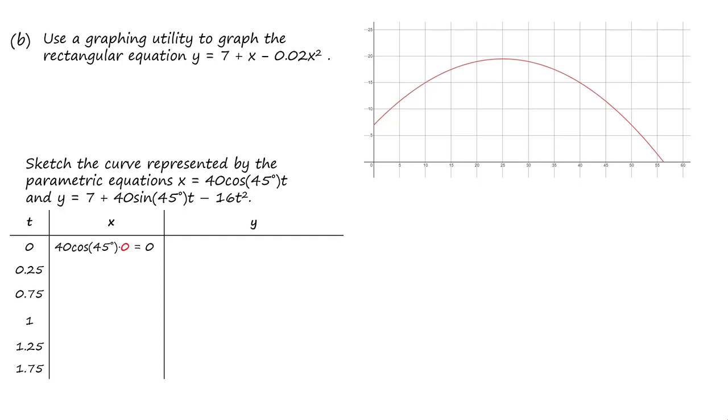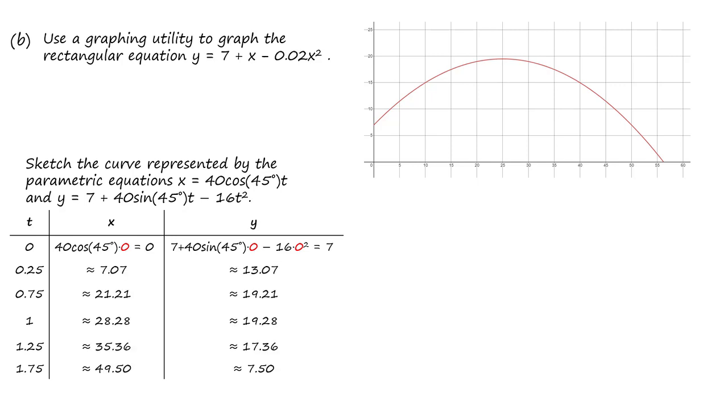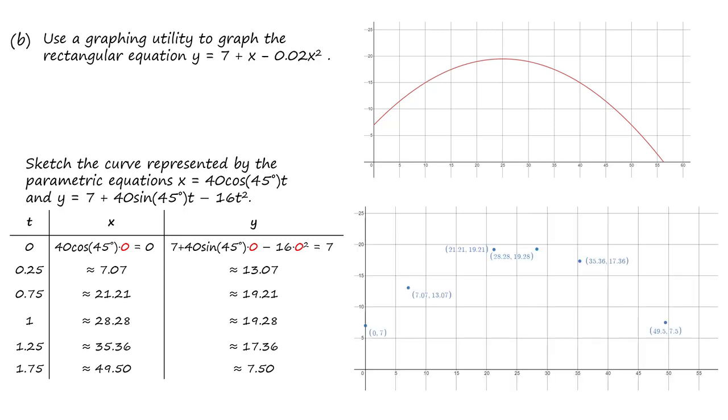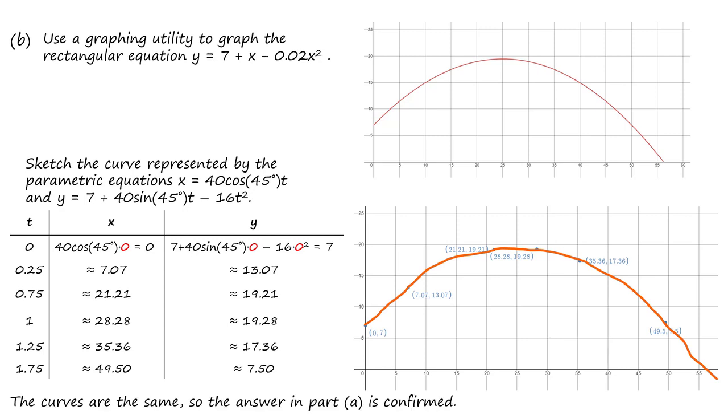When t = 0, x = 40 cos(45°)(0), which is equal to 0. And y = 7 + 40 sin(45°)(0) - 16(0)², which is equal to 7. Perform similar calculations for different values of t. Plot the points (x, y) from the table. Draw a smooth curve through the points. Note that the curves are the same, so the answer in Part A is confirmed.